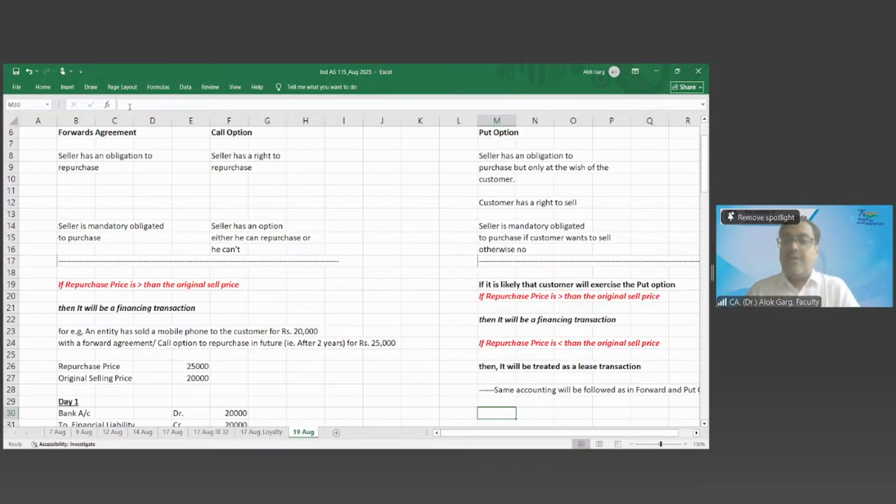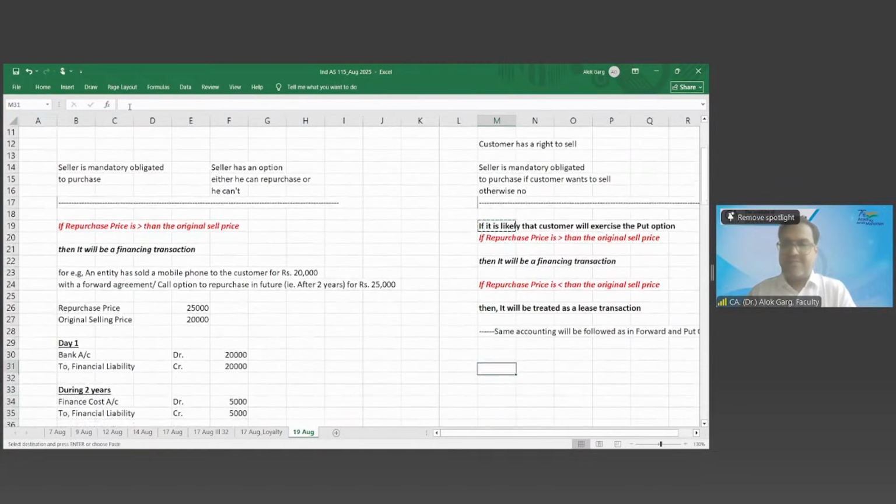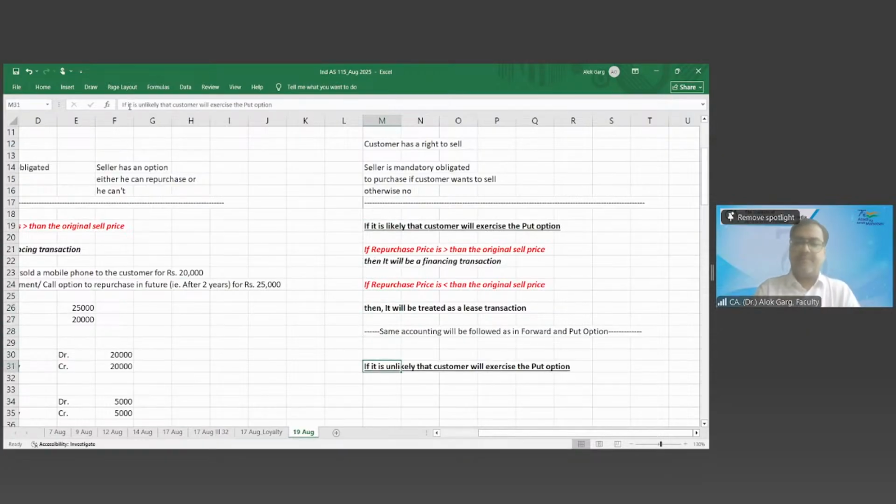Okay. If it is otherwise, means it is unlikely that the customer will exercise the put option, now what should we do? If it is unlikely that customer will exercise the put option, तो क्या है ये? It is just like a normal sale transaction. It is just like a sale transaction with a right of return to the customer. In that case, you have to do a sale transaction with a right of return.